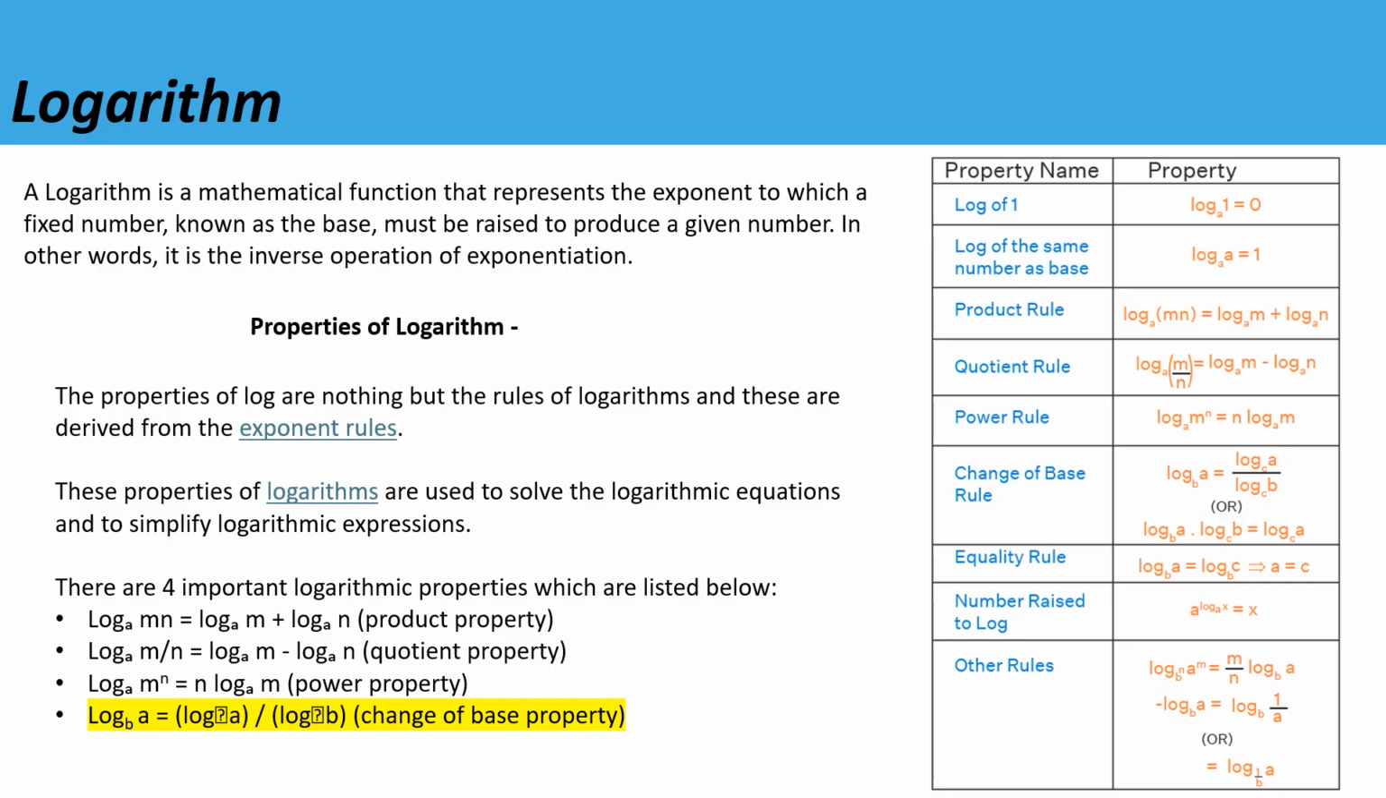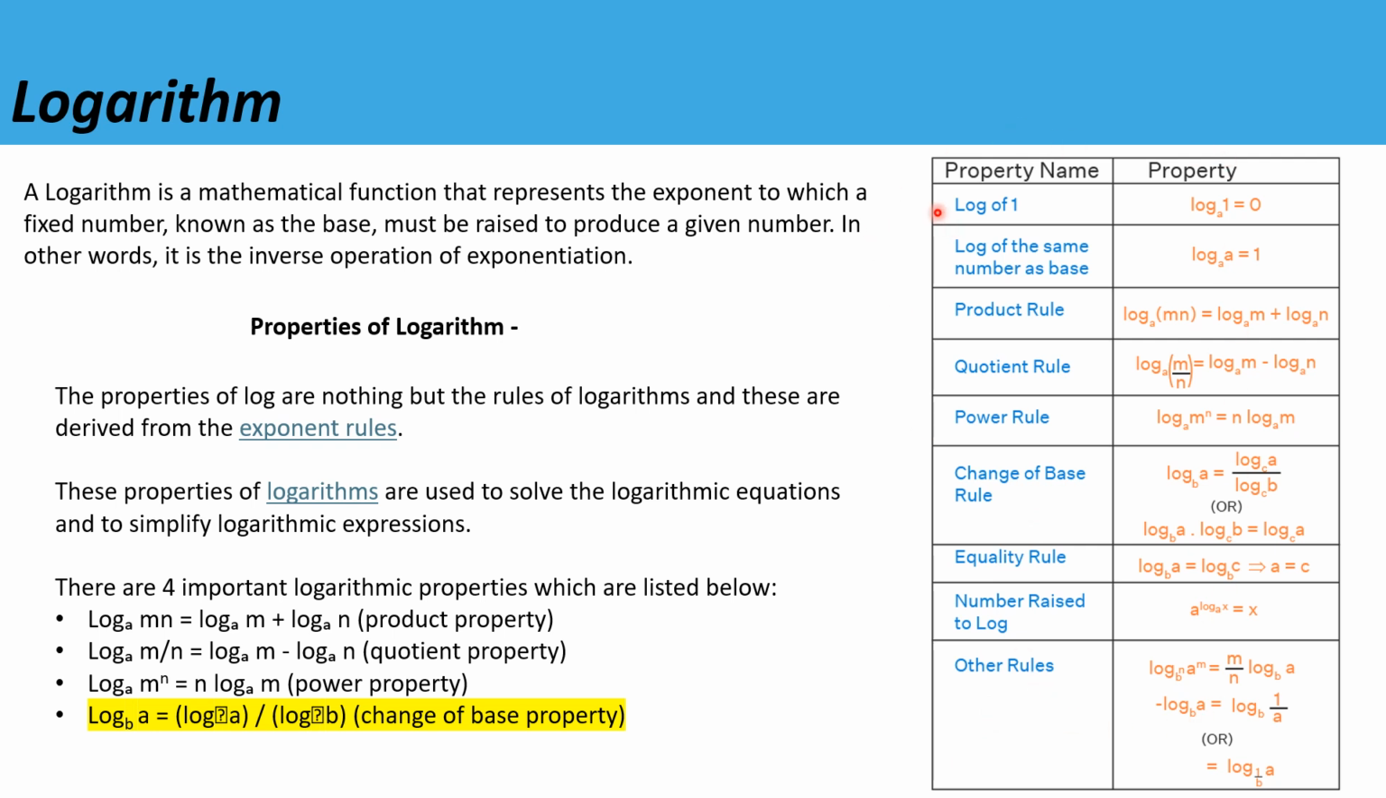So the first topic that we have is logarithm. A logarithm is a mathematical function that represents the exponent to which a fixed number, which is known as the base, must be raised to produce a given number. Okay. So now there are properties of logarithm. There are different types of properties like product rule, quotient rule, power rule or change of the base. These four properties are very important properties and these are other properties that you have to learn.